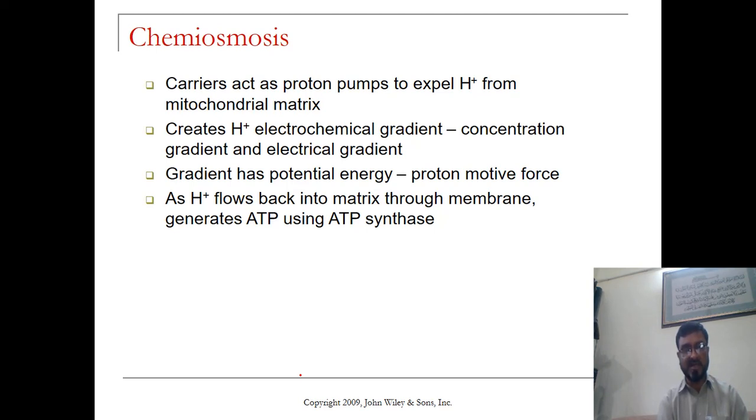That creates a proton electrochemical gradient, and that gradient has the potential energy to move the protons. As protons flow back into the matrix through the membrane, they generate ATP using ATP synthase. So that is a summary of the whole chemiosmosis process. We will explain this further with the help of the animation.